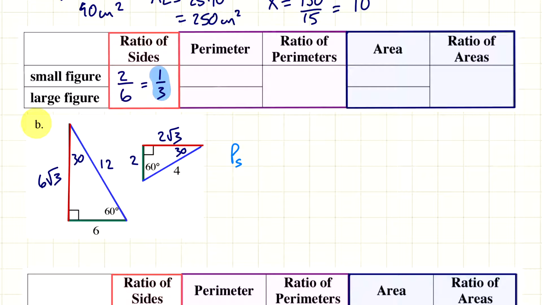Let's do perimeter of the small one. We're going to add up all the sides. So 2 plus 4 is 6 plus 2 root 3. Now those I cannot add together, so I'm going to leave them like that.